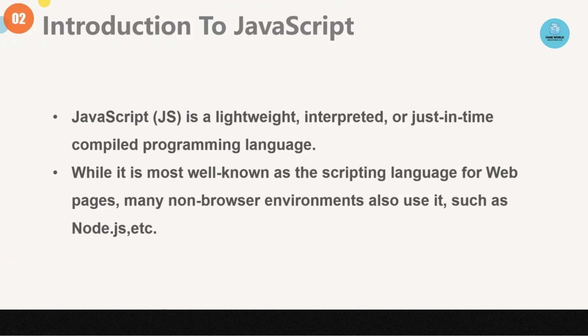JavaScript is quite different from the Java programming language. Many people are confused about Java and JavaScript, so don't get confused about it. Java is another programming language and JavaScript is different. You can compare it to car and carpet. Car is different, carpet is different. Similarly, Java is different and JavaScript is different.